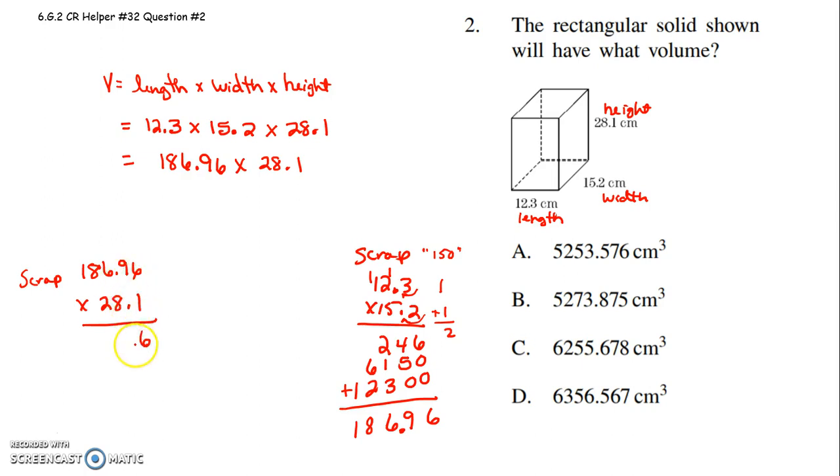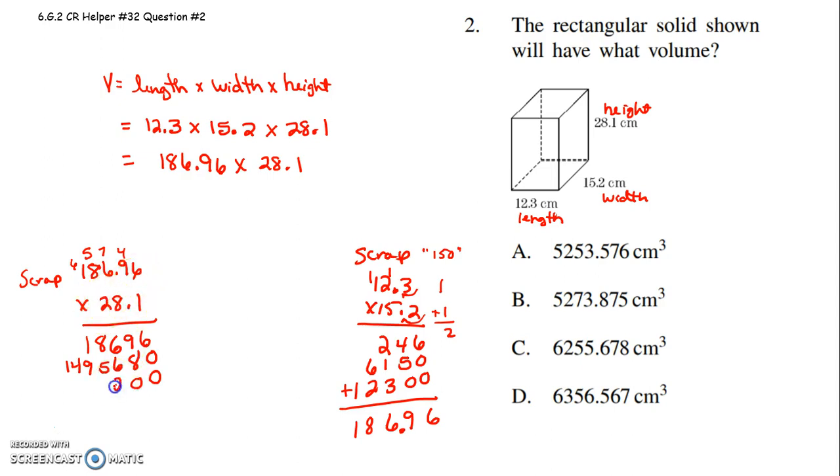1 times 6 is 6. 1 times 9 is 9. 1 times 6 is 6. 1 times 8 is 8. 1 times 1 is 1. 0 placeholder. 8 times 6 is 48. Put down an 8, carry a 4. 8 times 9 is 72, and 4 more is 76. 8 times 6 is 48, and 7 more is 55, I think. 8 times 6 is 64, and 5 more is 69. 8 times 1 is 8, and 6 more is 14. Now I have to put down 2 zeros as placeholders. Whew.